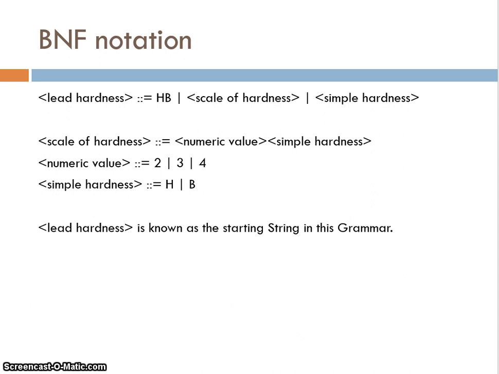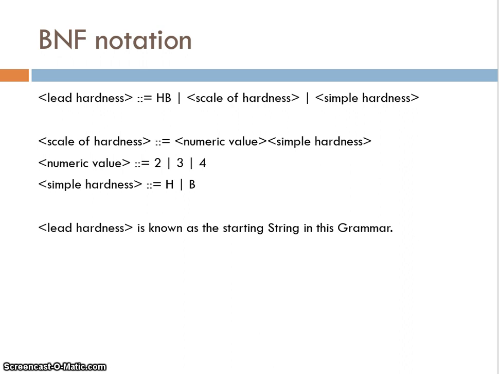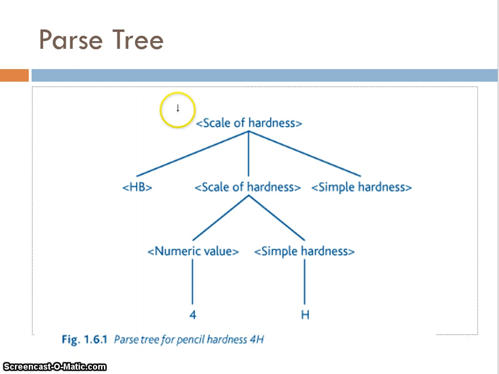Now we have something known as a parse tree. And a parse tree shows us the route that we've gone down using the BNF. So to start with, that should say lead hardness over the top there, linking it back in with this lead hardness. So just a minor error. Obviously that's instead of scale of hardness, it should be lead hardness. So lead hardness could either be HB, scale of hardness, or simple hardness, and that matches with this statement here.